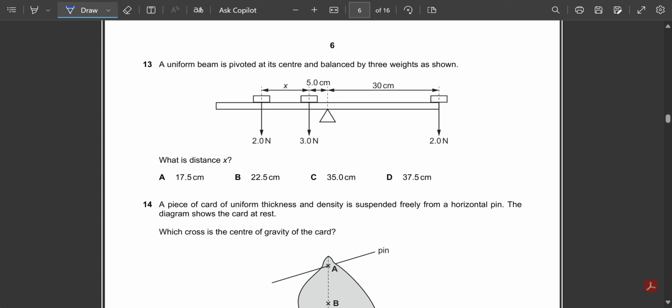A uniform beam is pivoted at its center and balanced by the three weights as shown. What is the distance x? So you see this is the pivot here. The distance of this force from the pivot is 30, and this force is trying to move it this way. So that's clockwise movement. On this side, it's anti-clockwise movement.